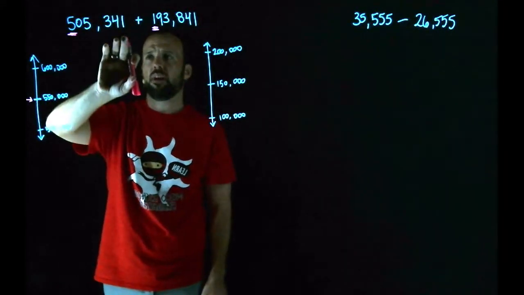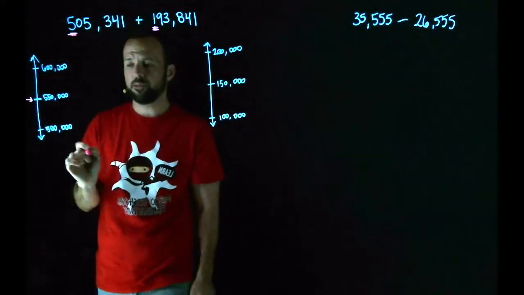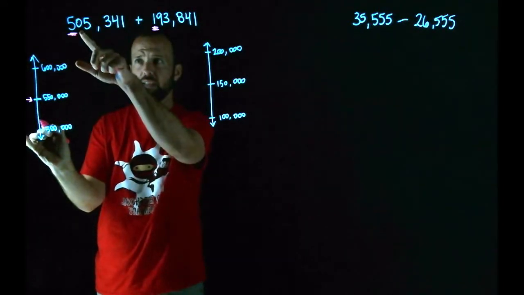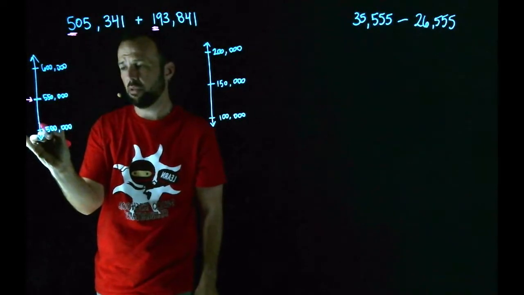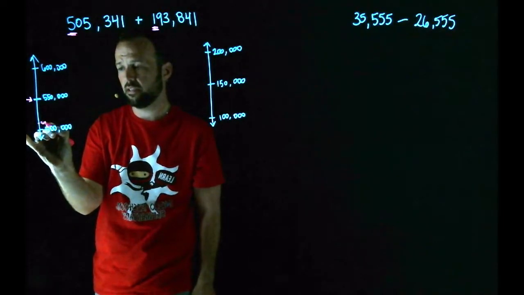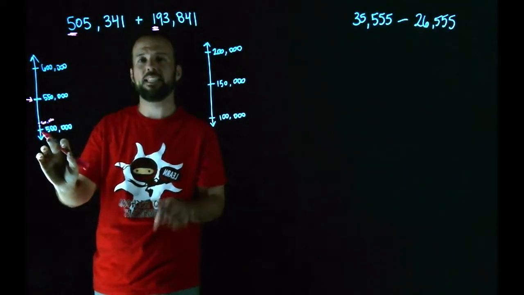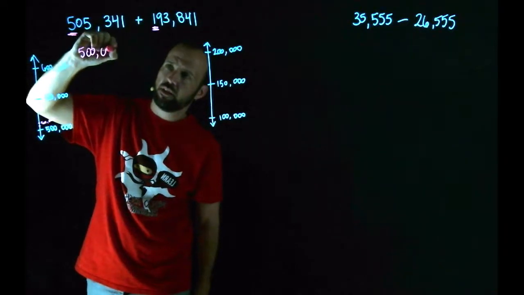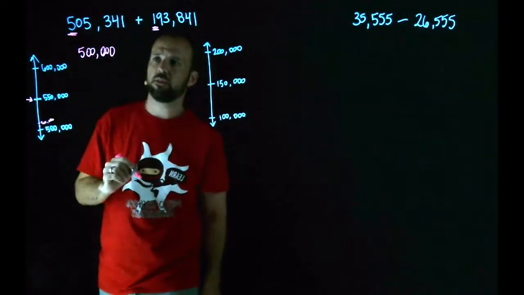Looking at this number, 505,341, it's not going to be quite to 510,000, right? Because I got a 0 here. So if this was 510,000, it's actually going to be below that. So this number is going to round down to 500,000. Okay, so that's good.